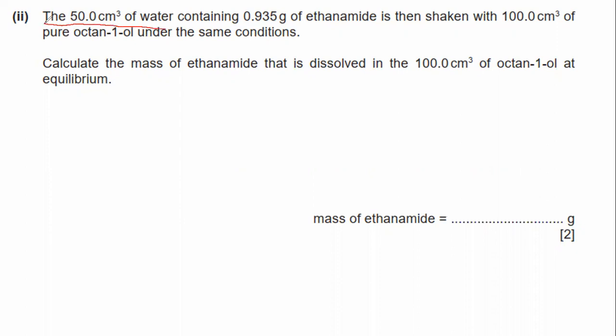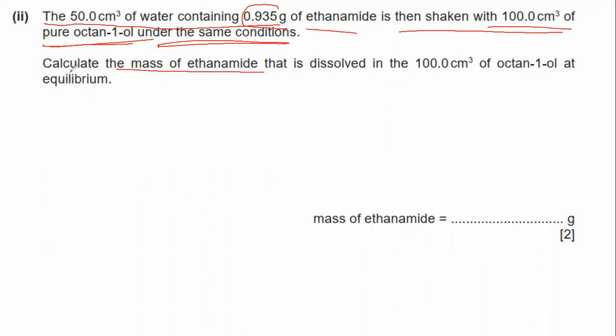The 50 cm³ of water containing this amount of ethanamide is then shaken with 100 cm³ of pure octane-1-ol under the same conditions. Calculate the mass of ethanamide that is dissolved in the 100 cm³ at equilibrium. In the previous question, don't forget we found KPC equal to 14.4.